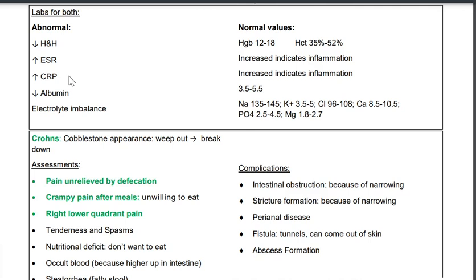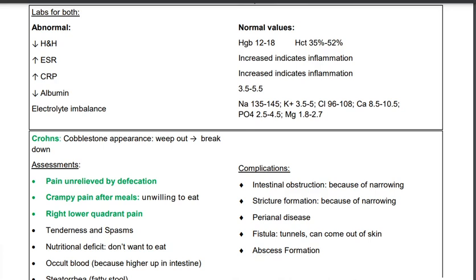Their CRP, which is creatinine react something, I can't remember, but you know what I usually call it? Crap in the blood. Sorry, excuse me. But that is an inflammatory marker. I think it's C-reactive protein. And then your albumin would be down because your protein is just low. You're not getting the nutrients that you need, and you're probably having some electrolyte imbalances.